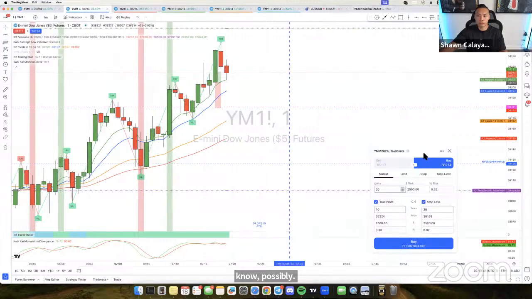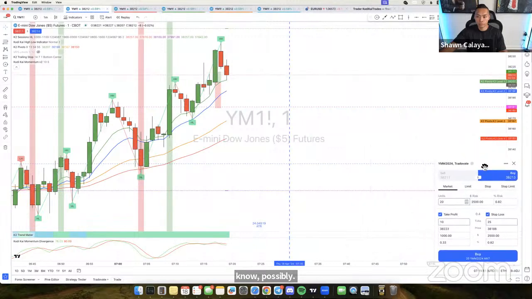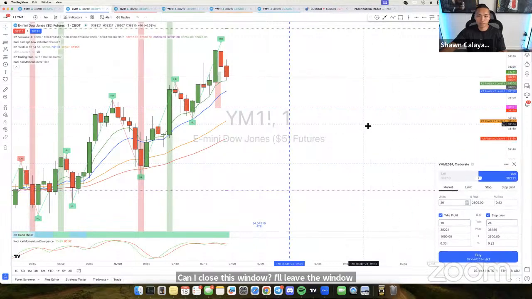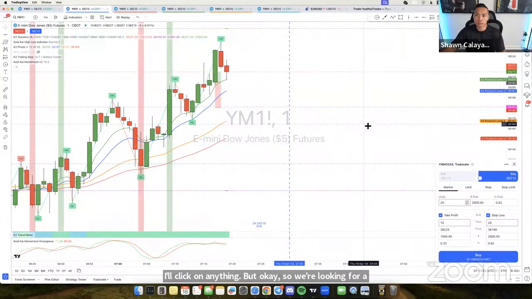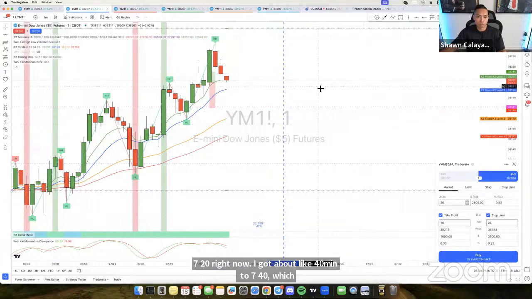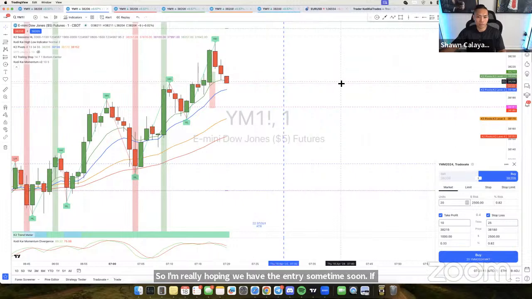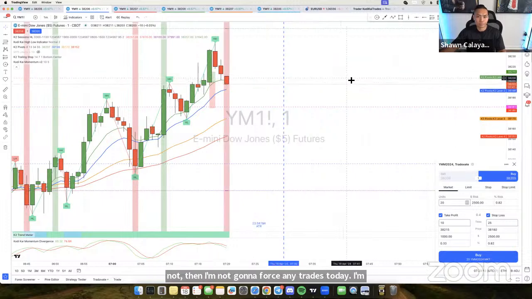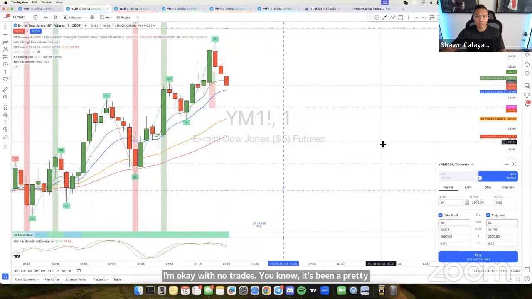I'll leave the window up right here. I'll just put it on the side. Okay, so we're looking for a low here to get established. We're looking for a low or looking for a sell signal, one or the other. It's 7:20 right now, I've got about 40 minutes till 7:40, which is usually my cutoff for trading. So I'm really hoping we get the entry sometime soon. If not, then I'm not going to force any trades today. I'm okay with no trades. It's been a pretty good week so far.